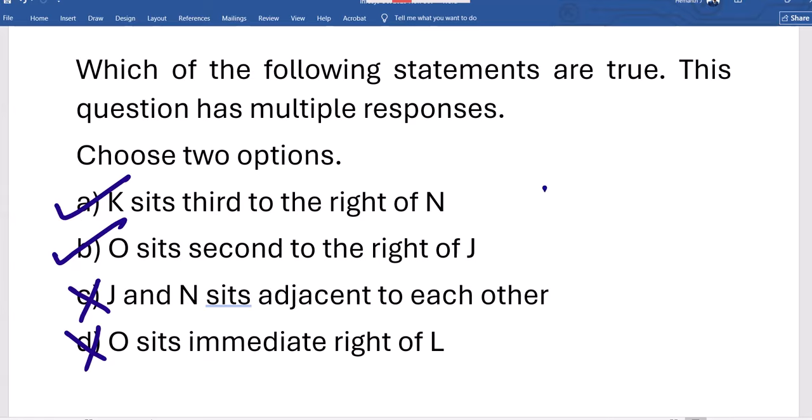They'll give square boxes for these types of questions. Square boxes will be given.